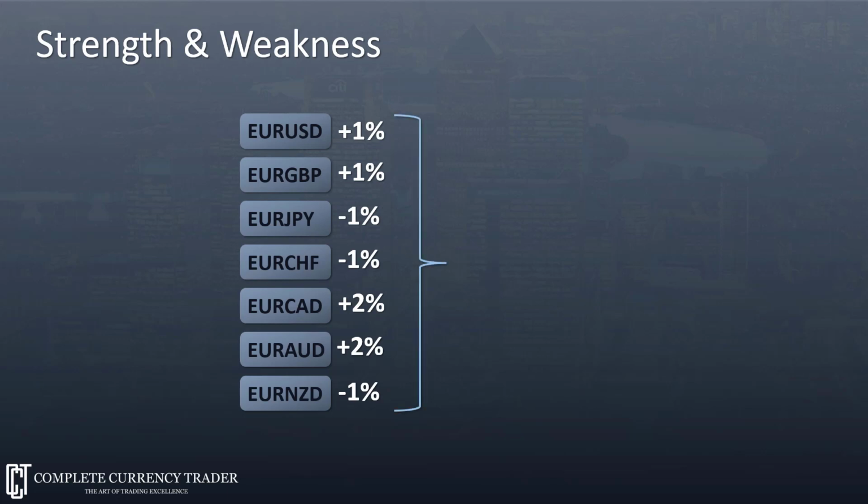Add and subtract all of that together, and we get a total value for the euro of plus 3% gain, which we would then have to divide by 7 for the 7 pairs that we've just used to give us the final value. And in this example, the euro as a single currency has overall gained a net amount of 0.4% in value against all of the other 7 currencies it's paired against.